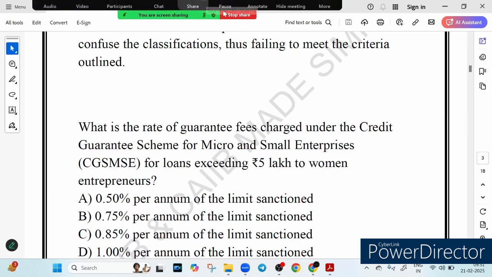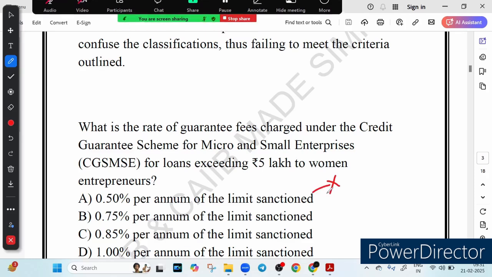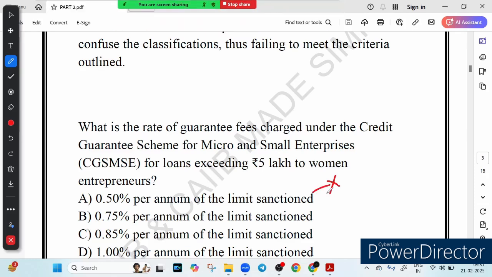0.5, this is wrong. Option A is wrong because this is too low compared to the actual guarantee fee for loan exceeding 5 lakh. Option B says 0.75. This is also incorrect because while this percentage is close, it is still not the official rate charged under the CGTMSE scheme. Option C is absolutely correct, 0.85. Remember it. Under CGTMSE, if a woman entrepreneur takes a loan of more than 5 lakh, the guarantee fee charged is 0.85% per annum of the limit sanctioned.